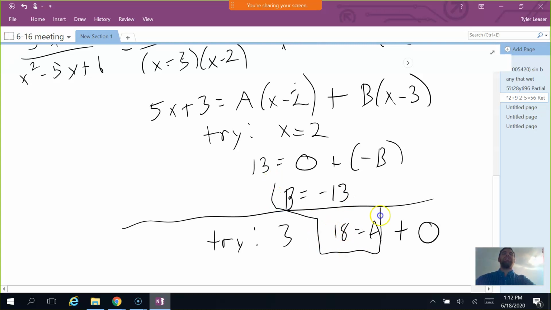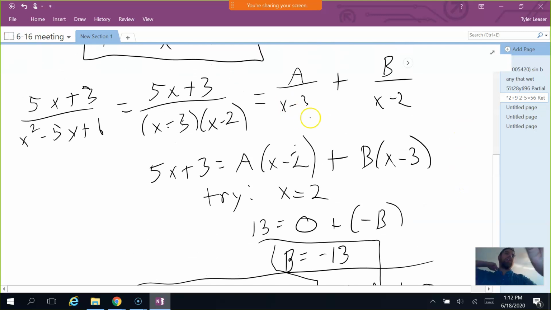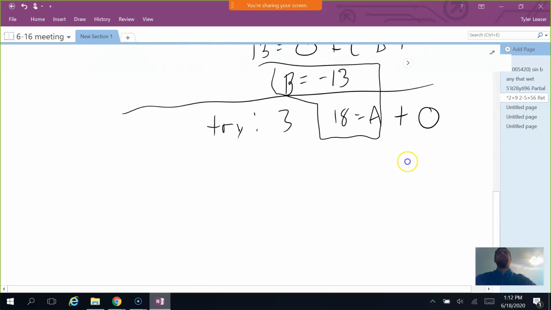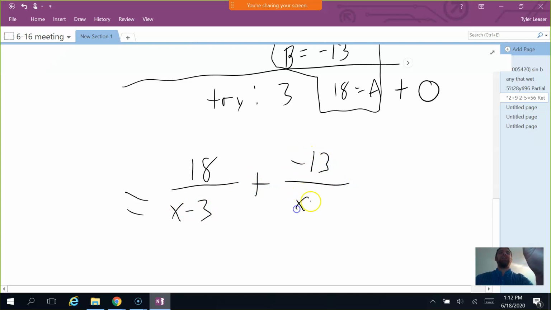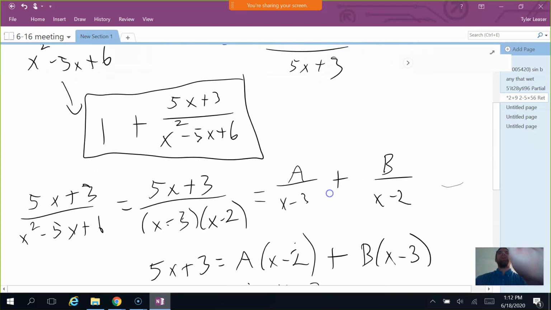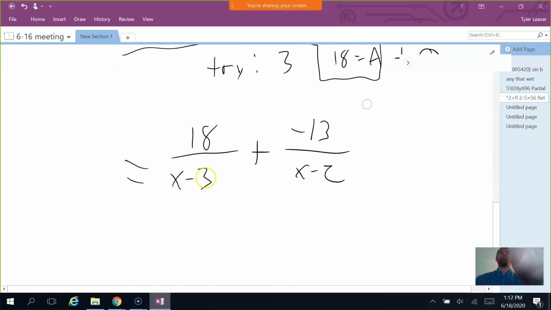Okay. So then using this, I'm going to plug these coefficients back into my partial fraction decomposition up here. It was a over x minus 3, and then b over x minus 2. So that whole thing up top is going to be a, 18, over x minus 3, plus the b, negative 13, over x minus 2. But you have to be very careful: don't forget, we also had that 1 from way up here, this one. So really it's going to be 1 plus these two things.